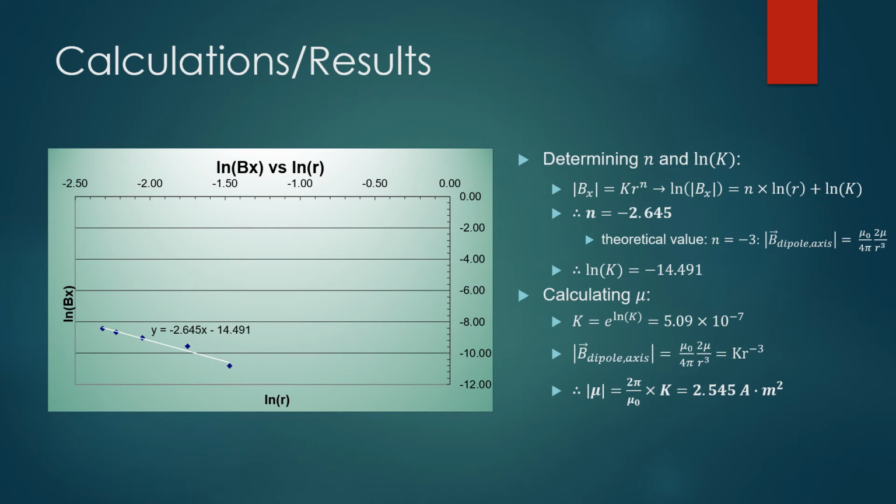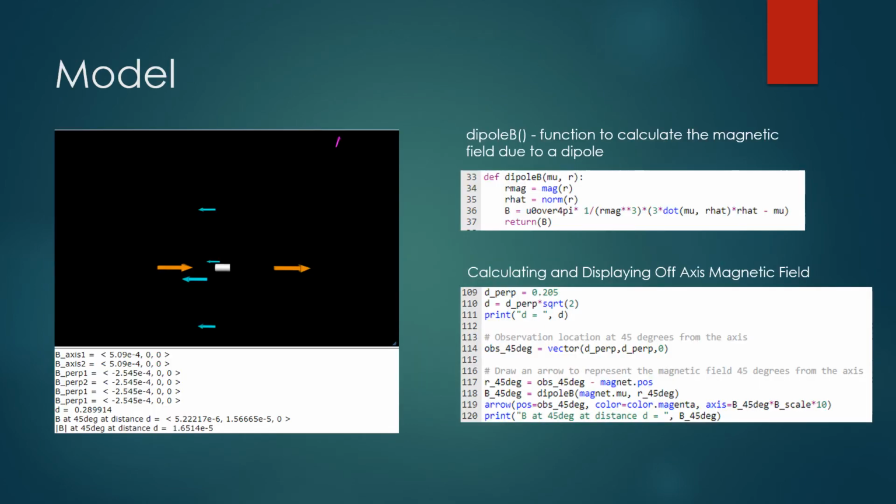We also see that the y-intercept of this line is simply ln of k. And we can use this value ln of k to solve for k, and then to subsequently solve for the magnetic dipole moment mu, which we find to be 2.545 amps times meters squared. Next, we have our model.